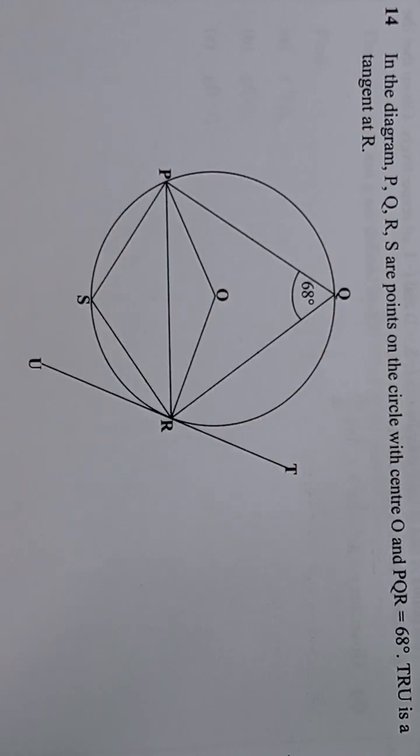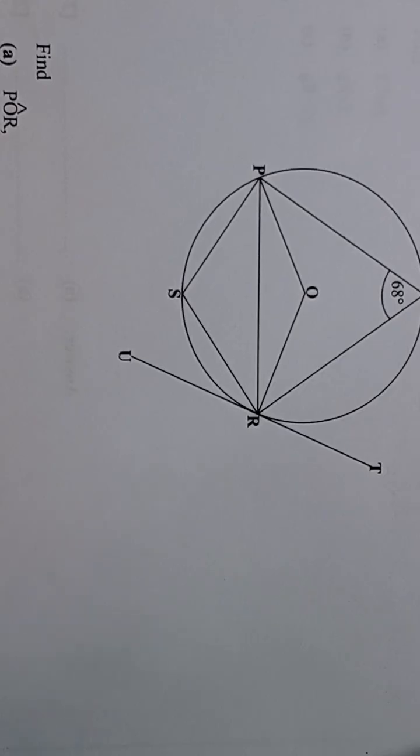In the diagram, P, Q, R, S are points on the circle with center O, and angle PQR is equal to 68 degrees. TRU is a tangent at R. So part A, find angle POR.